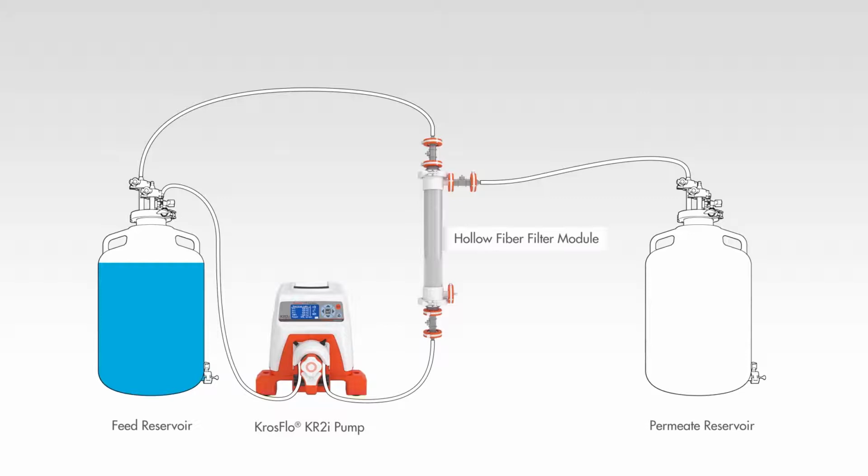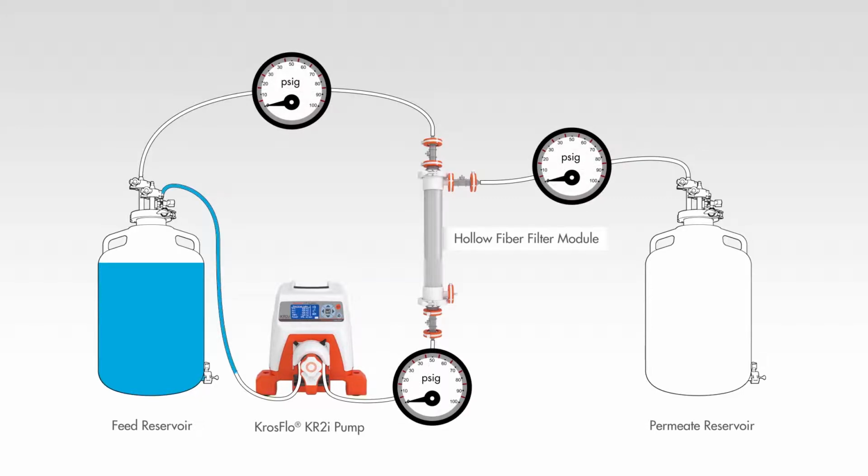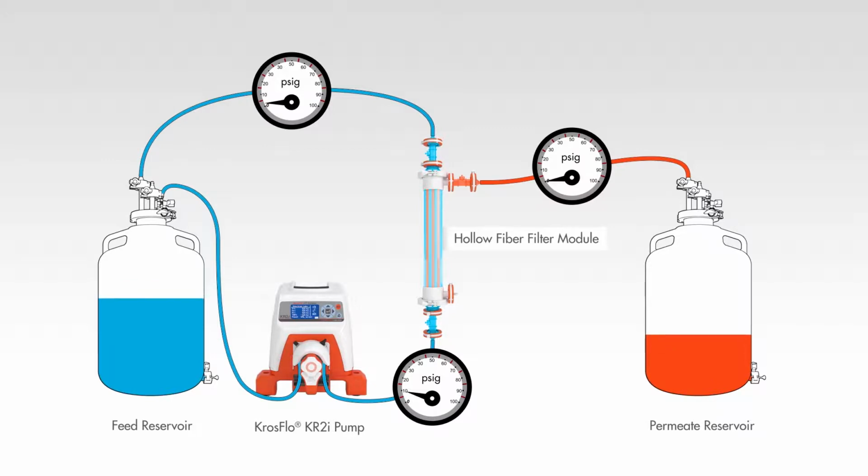Inline pressure transducers monitor pressures and calculate transmembrane pressures. The processing fluid is drawn into the hollow fiber filter. As the solution enters the hollow fiber filter, particles smaller than that of the pores on the hollow fiber filter pass through the porous wall structure. This results in the permeate shown in red being collected in the permeate reservoir.